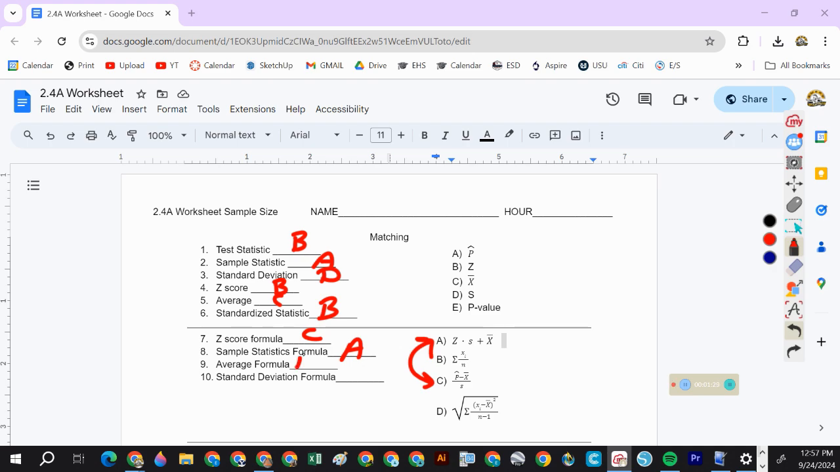So the average formula is the summation of all x's, and then you divide it by n, and this doesn't quite look right. The division should go under the summation, just like this one should. And then the standard deviation formula says you take every x and you find its difference from the average, square it, add them together, divide by n minus 1, and then take the square root.